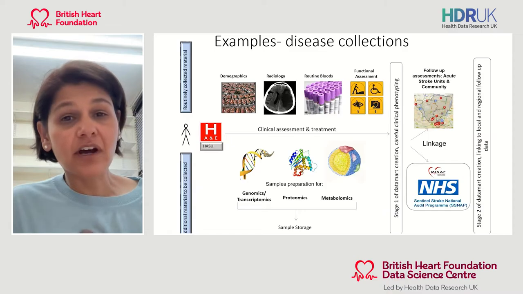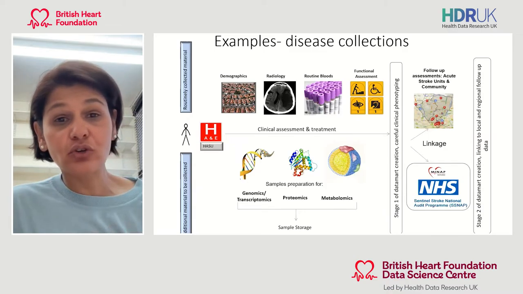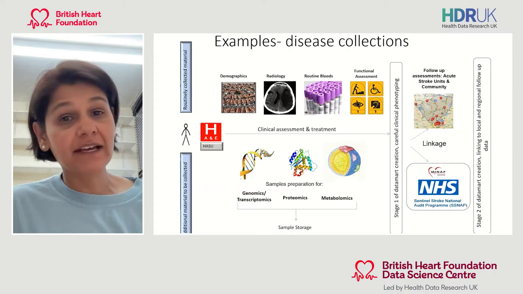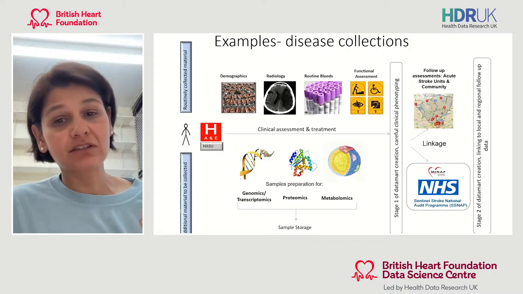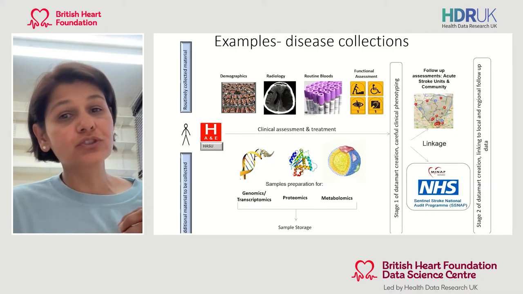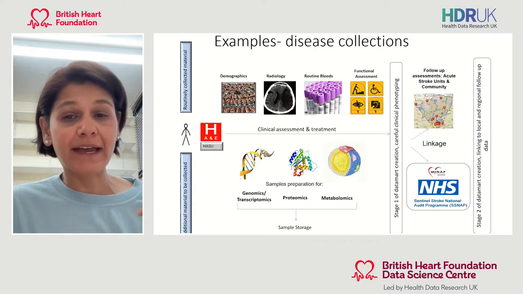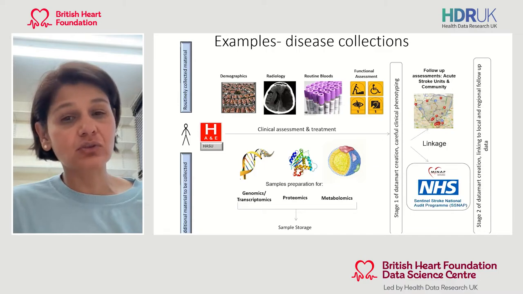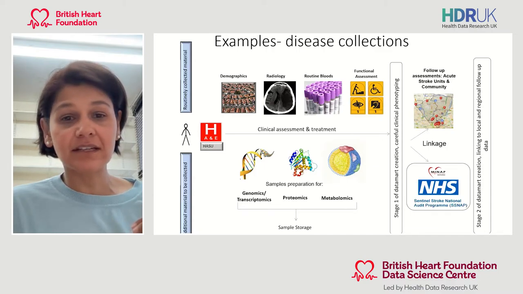So this is just one example that I've worked on in terms of disease collections, and this is stroke, where we have taken advantage of an acute stroke admission and taken consent at the front door to be able to link data using the NHS number with demographic, radiological, routine bloods, as well as functional assessments, but taken the opportunity to take a blood test at the same time. We then link using the NHS number to disease registries to look at recurrent events, but also prospective and retrospective NHS number linkage to understand causes and consequences of disease, but also building recall into the consent so we can do experimental medicine studies, but also understand why individuals have recurrent events.